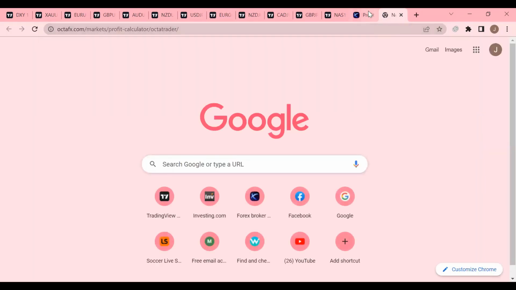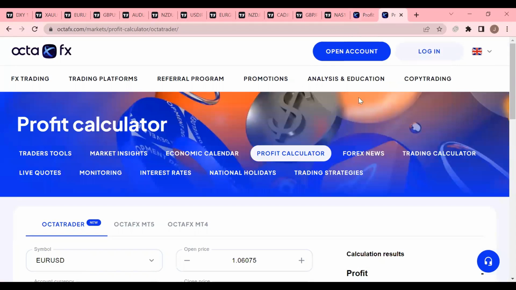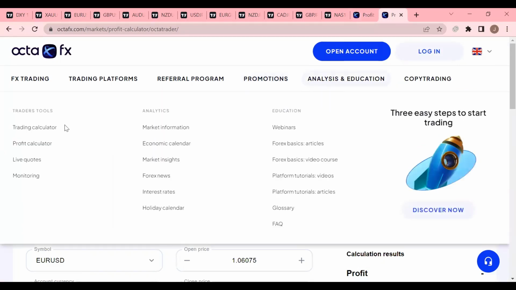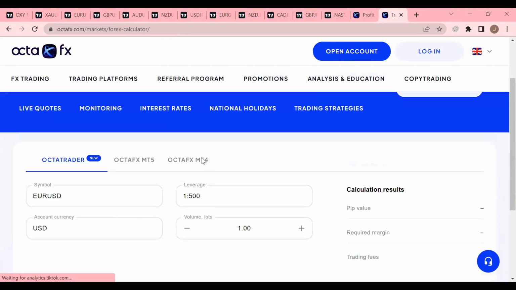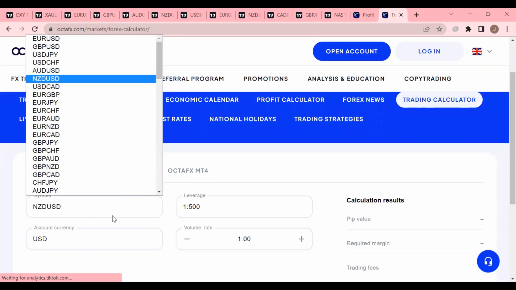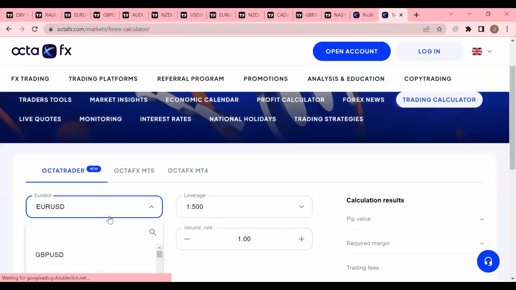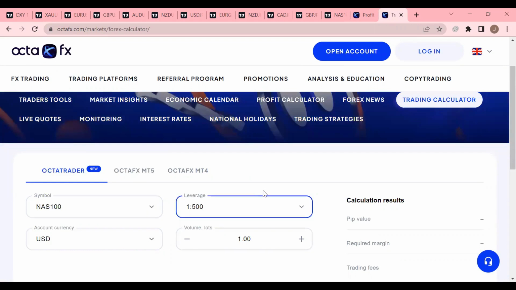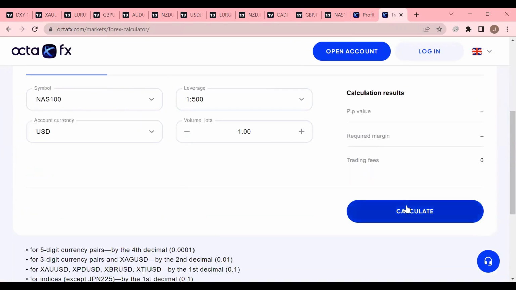Let me show you something else. How much do you need to trade one lot on NASDAQ? Let me show you the NASDAQ. One lot on the NASDAQ on OptaFS, you require about $2,400. That means you need to have at least $20,000 for your account.